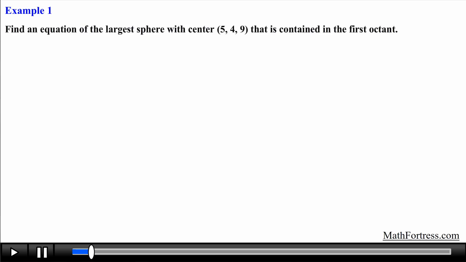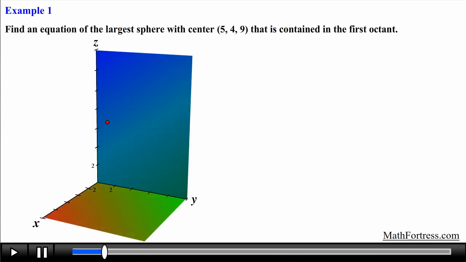Find an equation of the largest sphere with center 5, 4, 9 that is contained in the first octant. This example builds upon the problems from the previous video. The problem is asking us to find the largest sphere with center 5, 4, 9 that is contained in the first octant. How can we figure this one out?